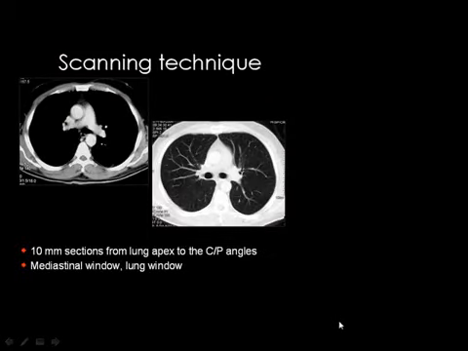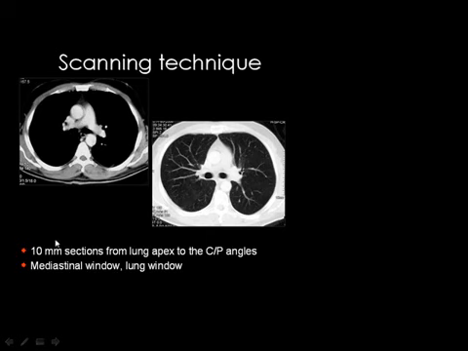Then after having the sections in the chest, you should display each section 2 times. One in what we call the mediastinal window, where you can see the mediastinal structures. And the other one is called the lung window, where you can see the lung details. This shows the lung but not the mediastinum, and this shows the mediastinum but not the lung.